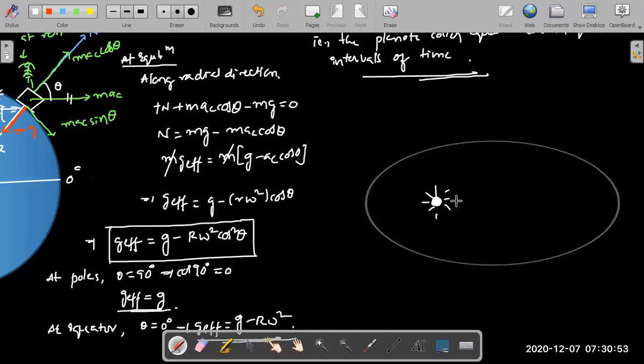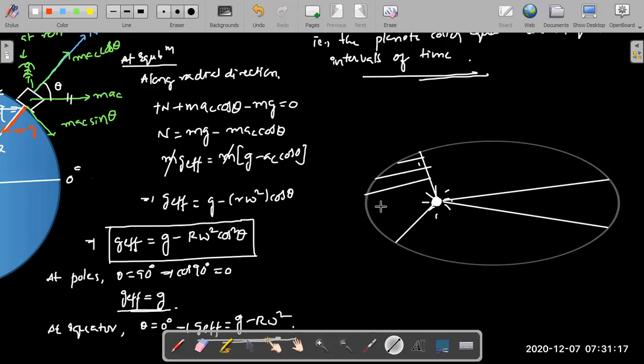When it is at a very far point, clear. Let's say this is covering this much amount of area. Then in the same time, when it is close over here, it has to cover the same area. Because the radius is small, the angle swept by it will be large. Do you agree?